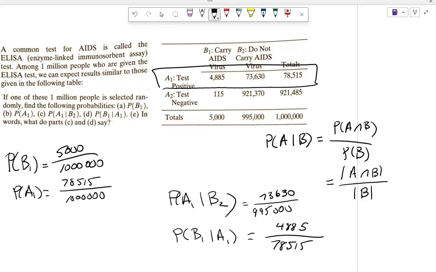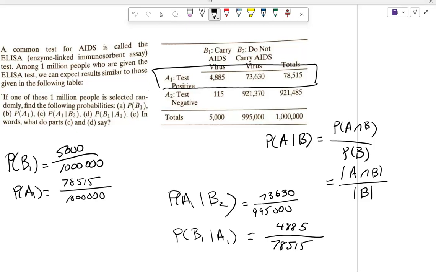What's the given information? Given you don't have the virus, right? And this is you tested positive, right? That's a false positive, isn't it? You don't have the virus, but yet you tested positive. That's a false positive. Good interpretation. The given information here is that you tested positive.